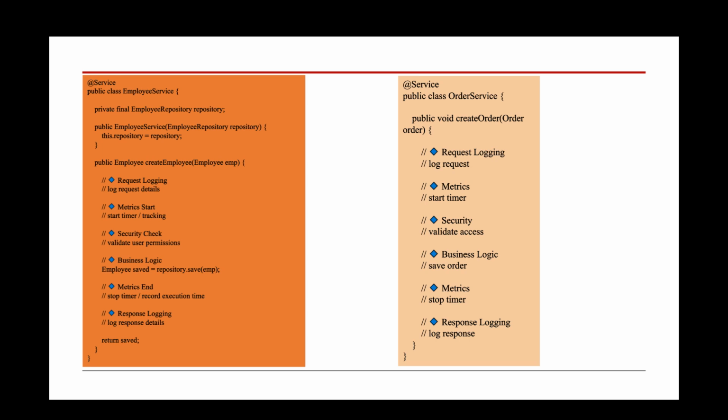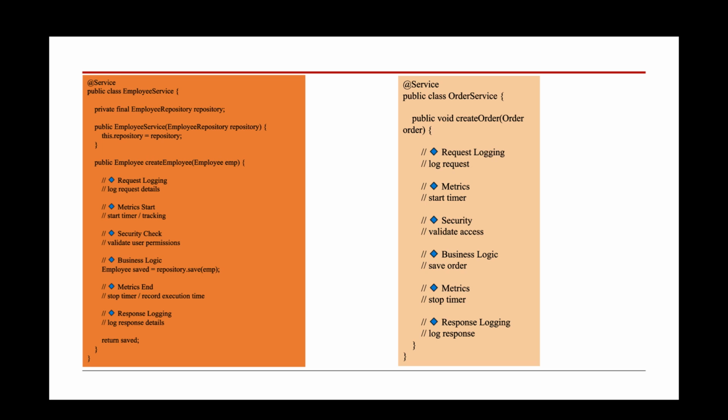Alright, look at my screen carefully. Here we have service methods like createEmployee and createOrder. Now think about this for a moment. Every single one of these methods needs certain things to happen around them. Things like request and response logging, log what came in, log what went out. Metrics and monitoring, track how long each method takes, how many times it was called. Security checks, verify the user has permission before the method even runs. Now here is the important question: where do you write all of this?